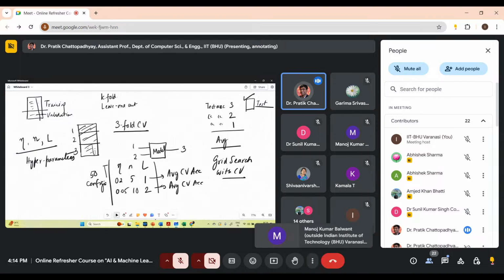Any other questions on artificial neural networks? Whatever we have covered is quite less, but there are many more things to cover in artificial neural networks. We have gone through two basic models.